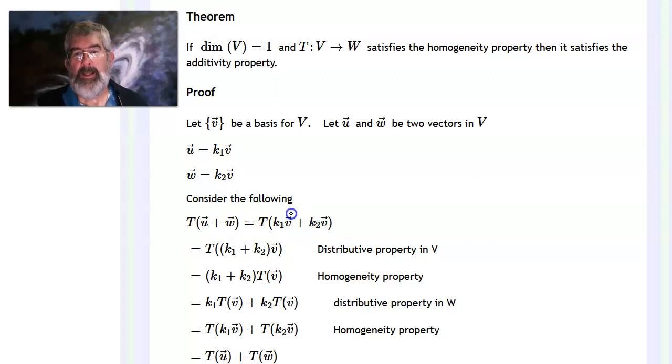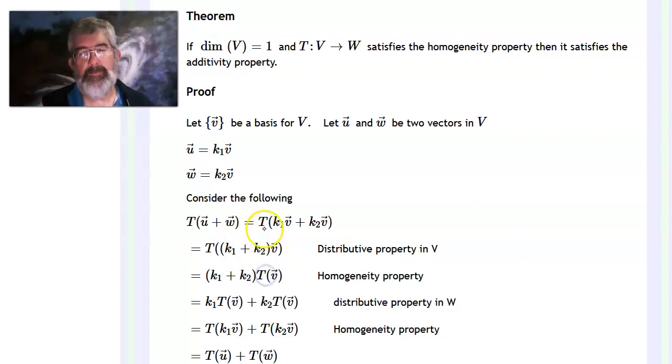Okay. Now, inside the parentheses there, we are talking about addition in vector space V, which is one-dimensional, which is why we could do that. But now there's a distributive property in V. V is a vector space, so I can factor out this vector v right there. And so I got in parentheses k1 plus k2 times v, and I'm taking the transformation of all that. But I'm assuming that that transformation has the homogeneity property, so this constant now, k1 plus k2, can come out in front. It's k1 plus k2 times T of v.